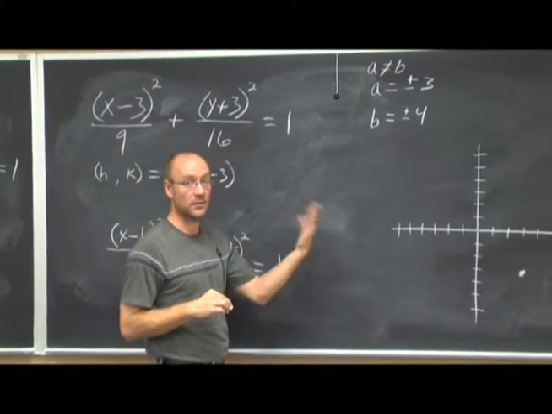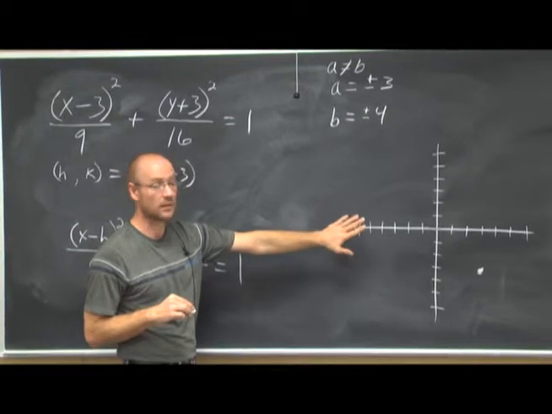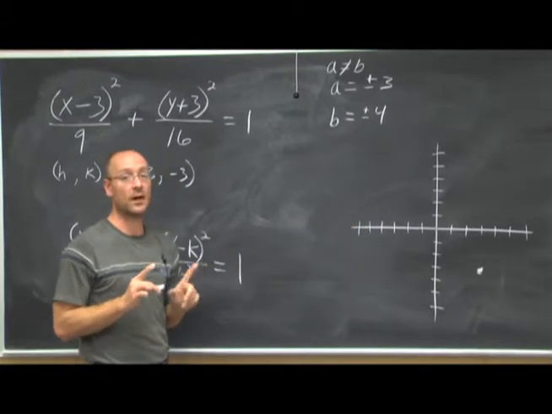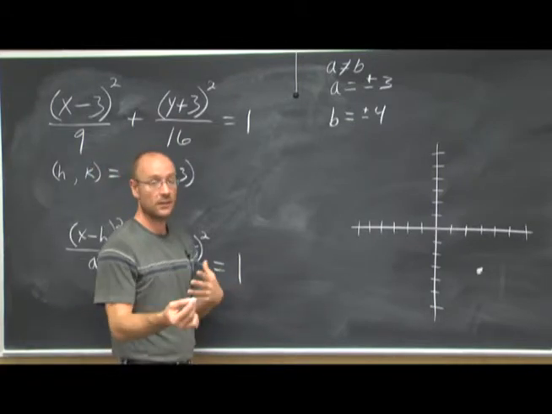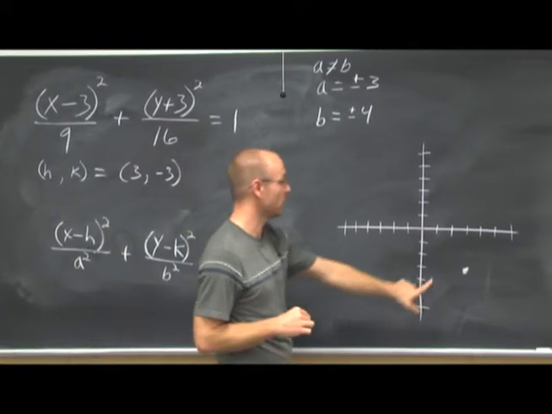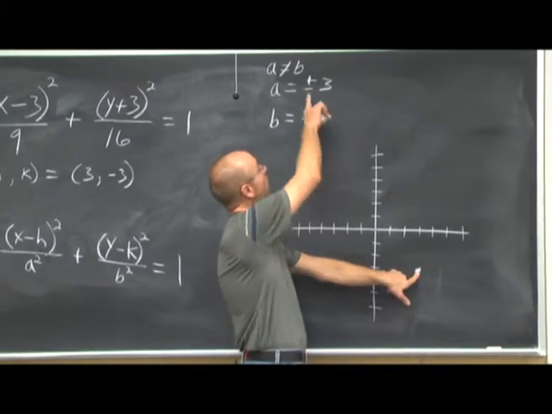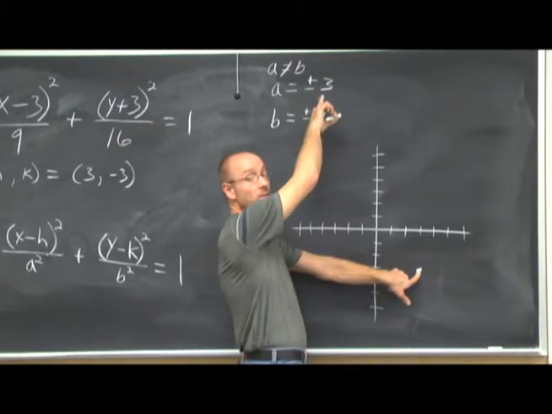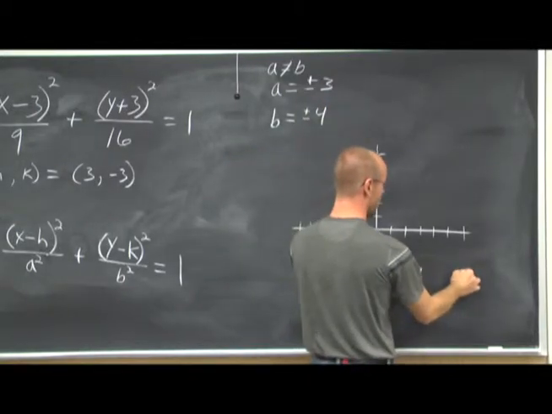Now, how this is different from the examples we looked at that were centered at the origin, now we're not finding x-intercepts or y-intercepts anymore. We're finding some point on our graph relative to the center. So what I'm going to do is from the center, I'm going to go a units left and right. Positive 3 to the right, so I'm going to go 1, 2, 3.